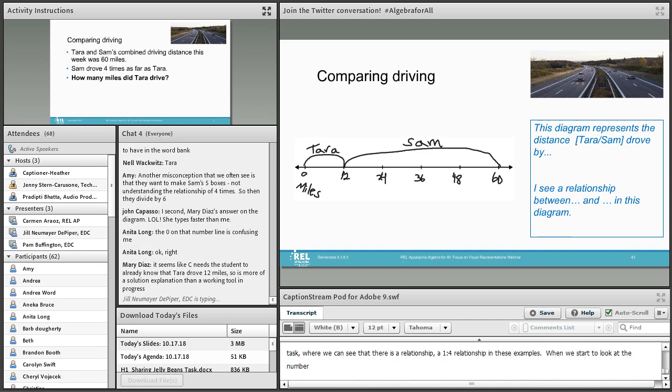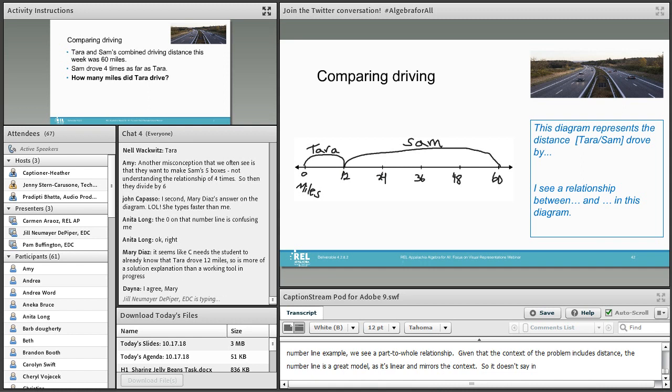When we start to look at the number line example, we see a part-to-whole relationship. Given that the context of the problem includes distance, the number line is a great model as it's linear and mirrors the context. So it doesn't say in the problem that they drove at the same time. And some kids kind of get stuck on that. So Tara drives a certain amount, and then Sam picks up and drives 4 times as much.